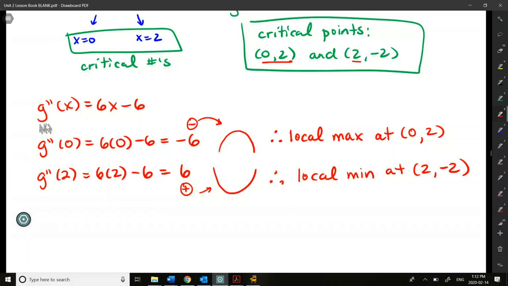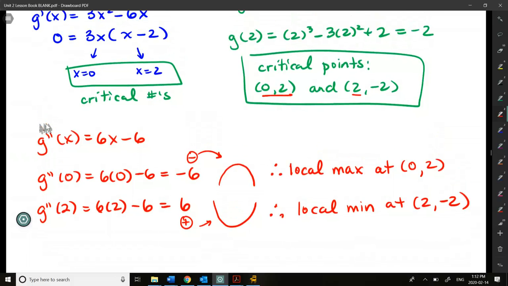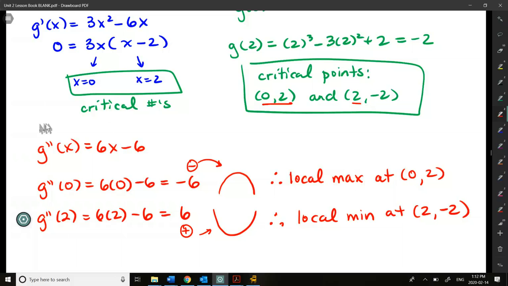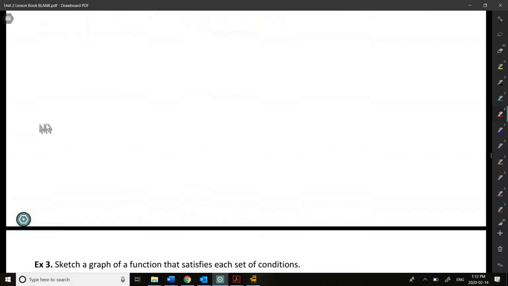Okay, so that's how we can just use the second derivative rather than that first derivative table in order to classify some of our critical points. Any questions? Classify just means local max, local min, or neither? Yeah. Okay.